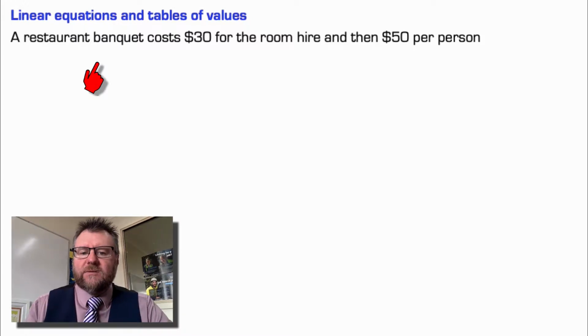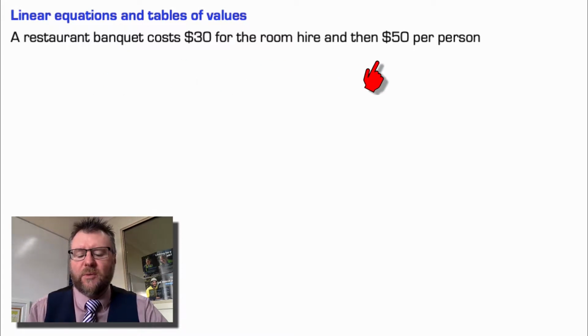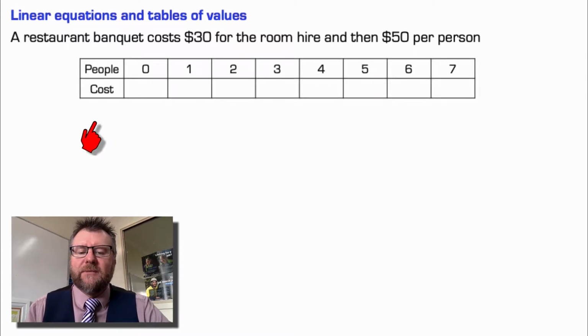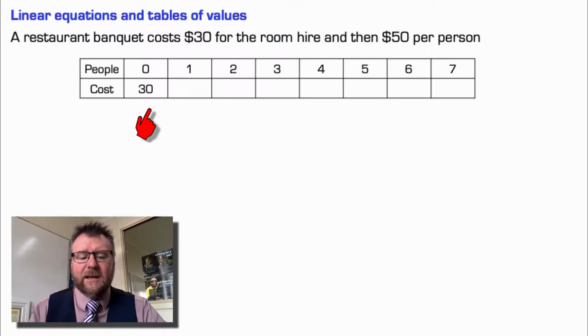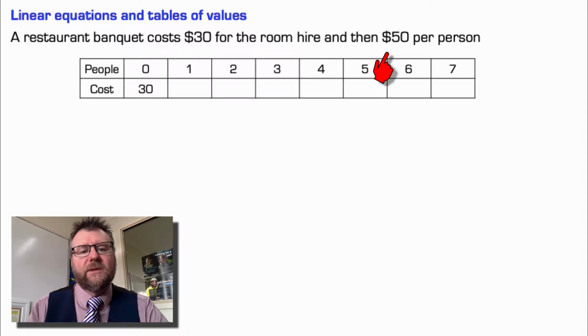We want to hire the restaurant and they've got a little room at the back. So it's $30 for the room, and then the banquet for the food would be $50 per person. So I could draw up a little table that represents this. I could say, here's the number of people, and for each one of these, what will it cost? Well, if nobody turns up, it'd be not only a terrible party, but it would only cost me $30 for the room hire. I didn't have to pay the $50 per person because there is no person.